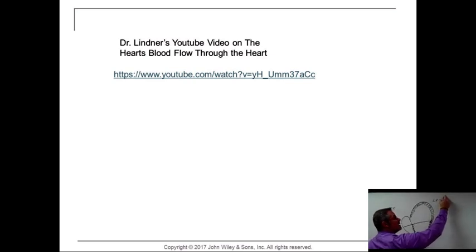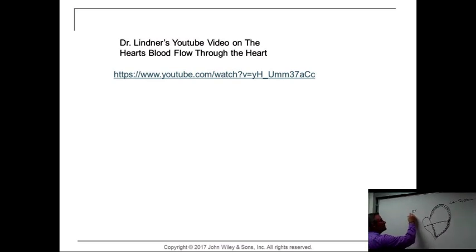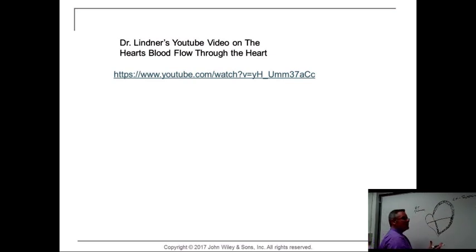The left side dealing with systemic circulation, while your right side is dealing with pulmonary circulation, meaning the only job the right side has is to pump blood to the lungs to pick up oxygen. While the left side of the heart, it's taking that oxygenated blood and now pumping it to all the systems of the body. So let's take a look at some of the structures here.